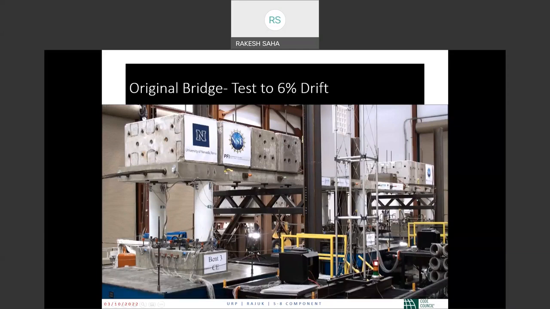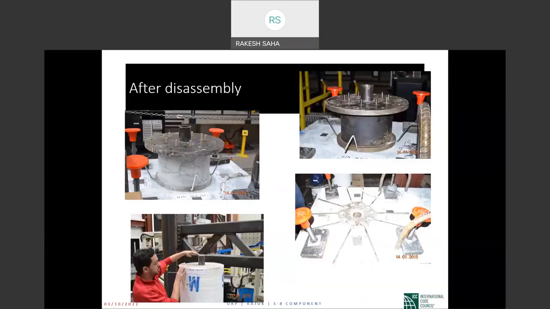Now let's see what happened to the bridge after we tested this. So we disassembled it, right? We removed all the pieces and we examined the condition of the pieces. So in some of the columns we had used the ECC element. You notice the ECC element has some cracks here, but again, these are very small cracks. They're certainly repairable if one wants to repair them.